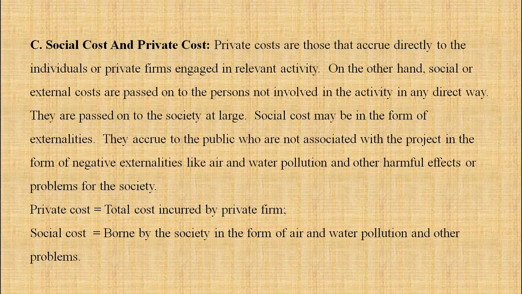Social cost may be in the form of externalities. They occur to the public who are not associated with the project, in the form of negative externalities like air and water pollution and other harmful effects or problems for the society. Private cost is the total cost incurred by private firms. Social cost is borne by the society in the form of air, water pollution and other problems.